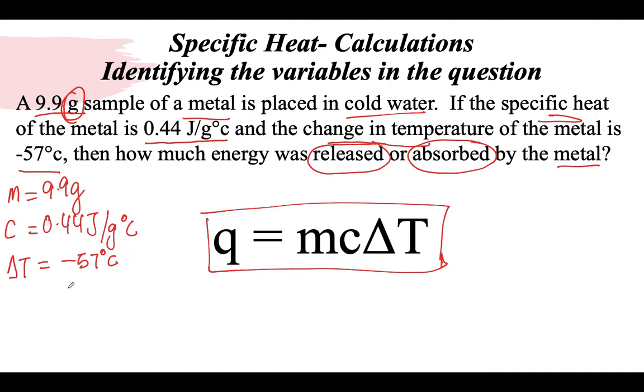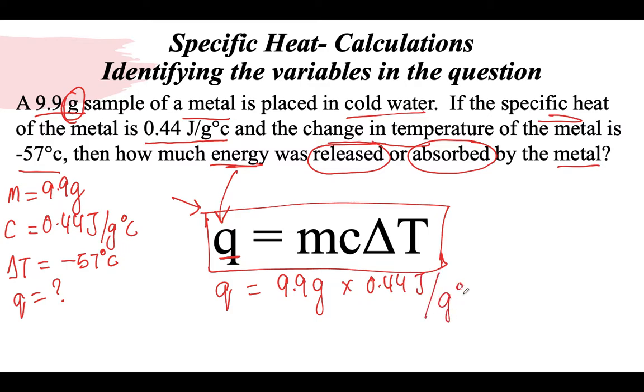Now they want you to find energy, which is given by Q. And as you can see, the formula is already given for Q, so you do not have to change anything in the formula. Remember how we manipulated formulas for gas laws? You don't have to do that here for this problem. So Q equals, you have all the values, plug them in, 9.9 grams times 0.44 joules per gram degree Celsius.